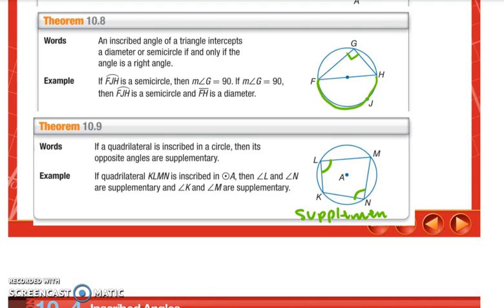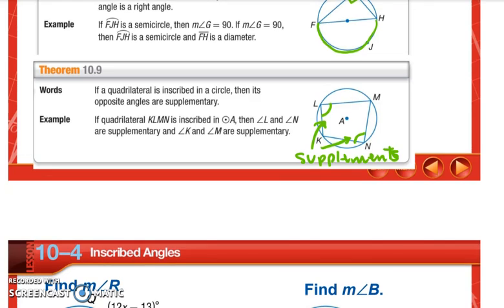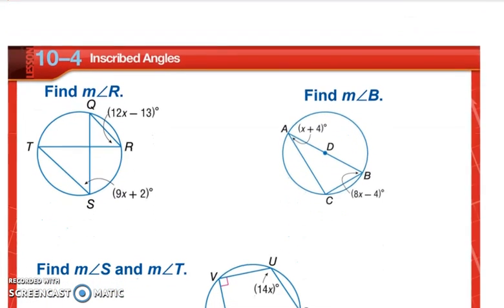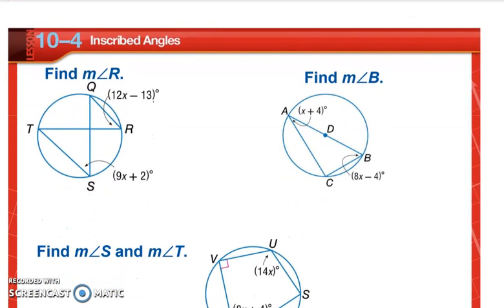But it has to be inscribed. And it also has to be a quadrilateral. Okay, K and M are also supplementary. So we're going to apply that on 10-4. On the example.